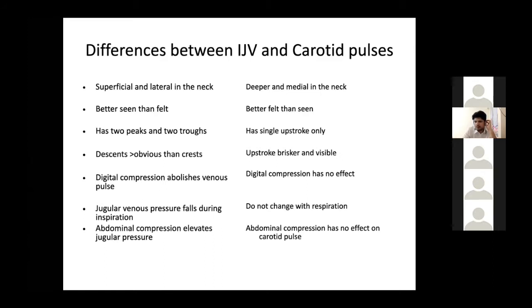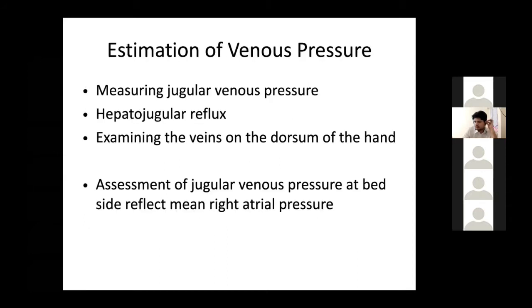Inspiration and abdominal compression have an effect on the JVP, but not on the carotid pulsation. So these are the points which you should know to distinguish a JVP from carotid artery pulsations. Now, how do you measure?